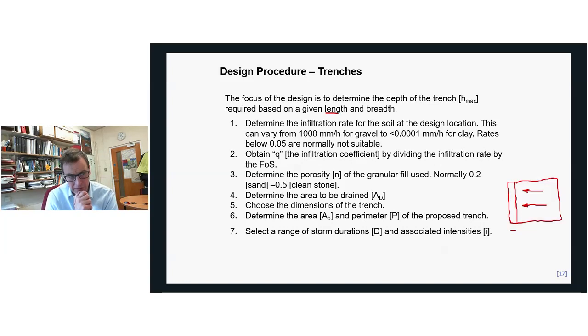So you determine the infiltration rate for the soil at the design location. So that's using your site survey information. This can vary from 1,000 millimeters per hour for gravel, so that's pretty high, down to almost nothing for clay. Rates below 0.05 are normally not suitable, because that means your device is going to have to be so big, because of the temporary storage requirement, that it's not economically viable.